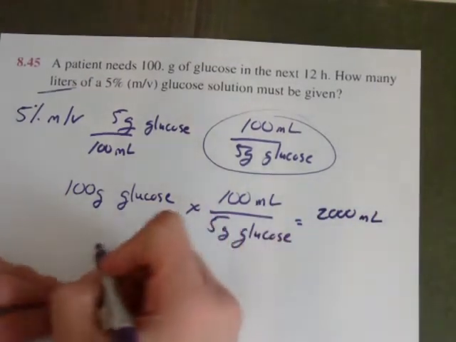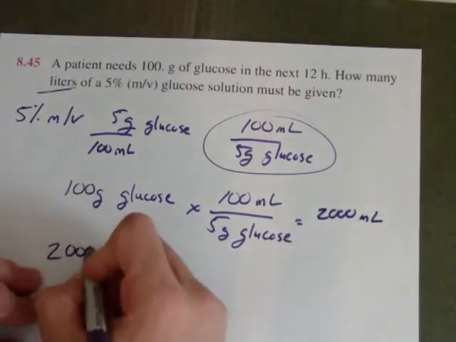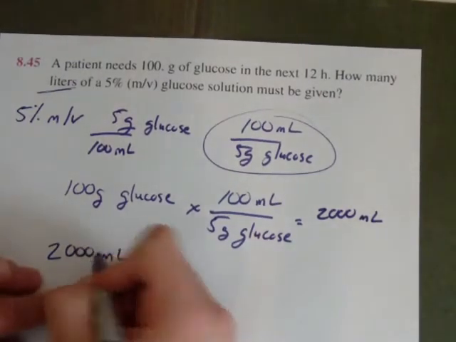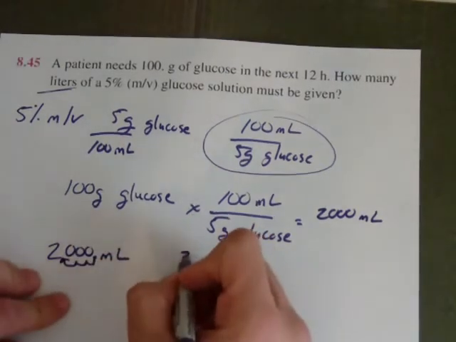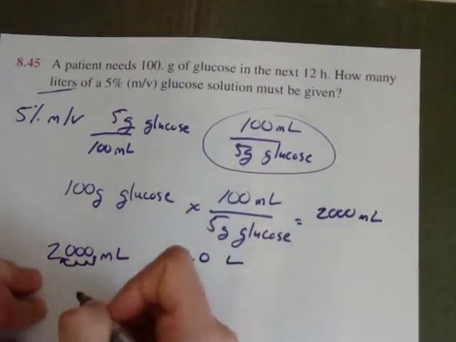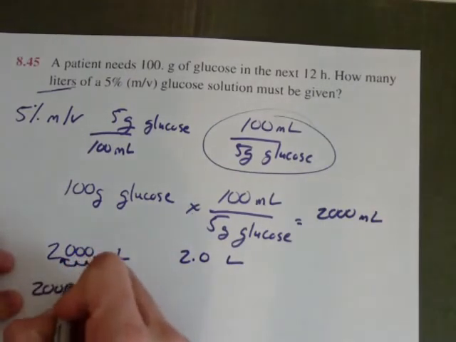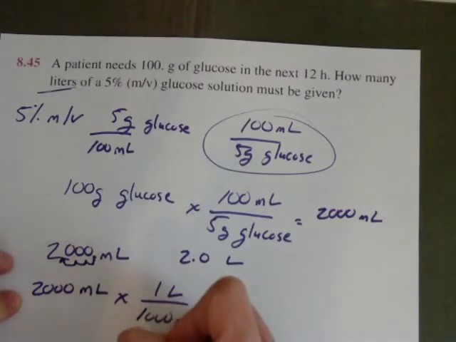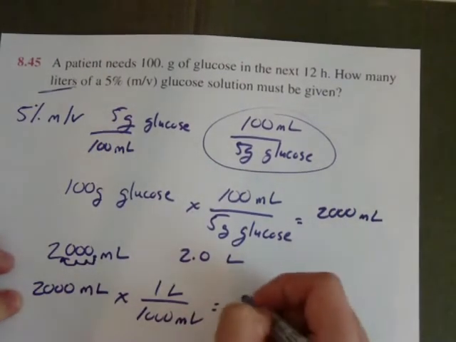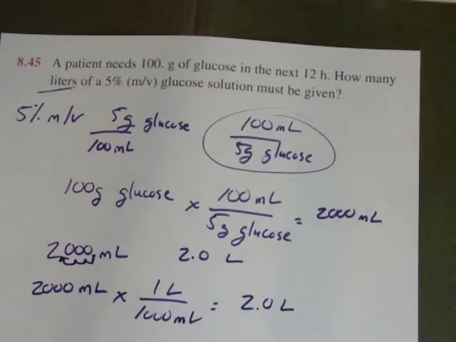And then it asks for liters. So 2,000 milliliters, you could do 2 different ways. We can move the decimal over 3, giving 2.0 liters. Or we could do the conversion factor: 2,000 milliliters, and in 1 liter there's 1,000 milliliters. And so that would, again, give you 2.0 liters of solution. So that's how many liters of solution would be required to give this patient 100 grams of glucose in 12 hours.